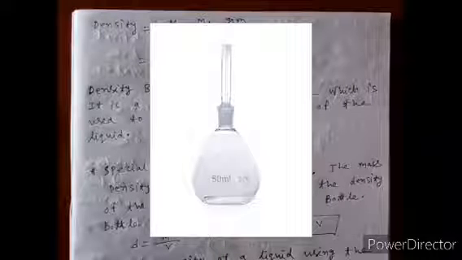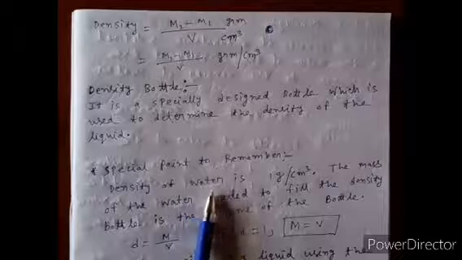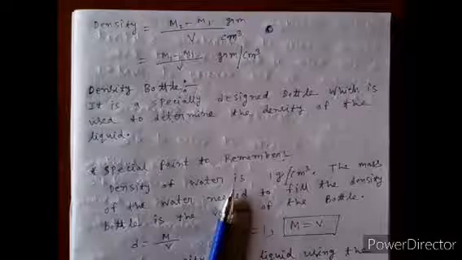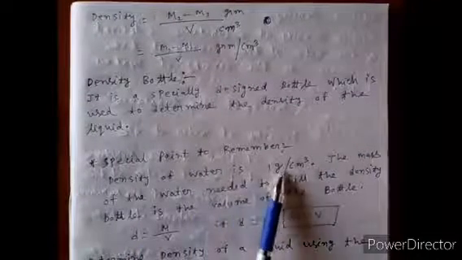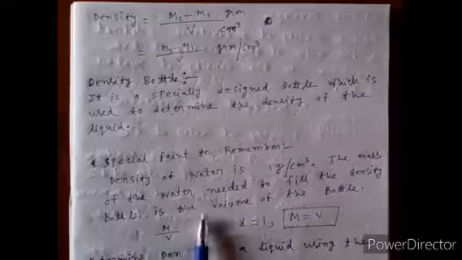Now that bottle has a specific property: every time it is filled with a liquid, it contains the same volume of liquid. Now here is a special point you have to remember. The density of water is 1 gram per centimeter cube. So suppose we fill the density bottle with water, then the mass of the water needed to fill the density bottle is equal to the volume of the density bottle.